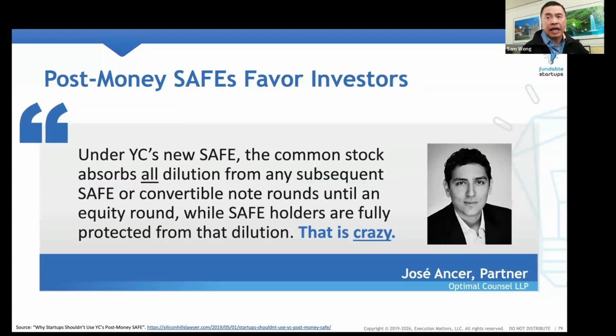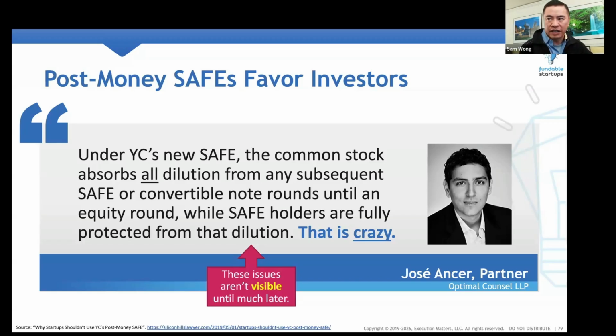This is actually a significant issue. If you love to read legal details, Jose Answer is a partner with Optimal Counsel. Jose writes an excellent legal blog in the startup space, where he says, under YC's new safe, the common stock absorbs all dilution from any subsequent safe or convertible note rounds until an equity round, while safe holders are fully protected from that dilution. He says, that's crazy.